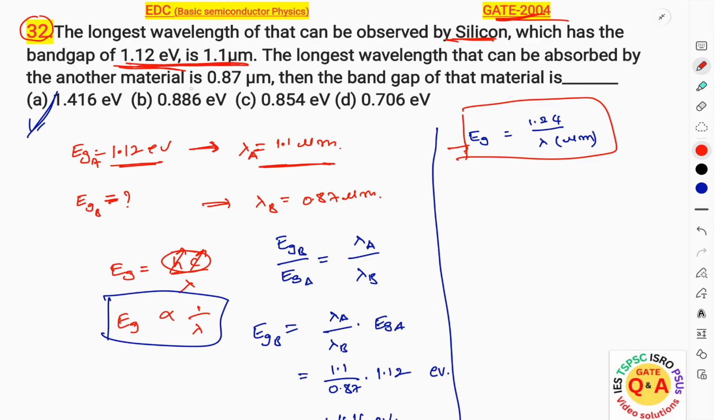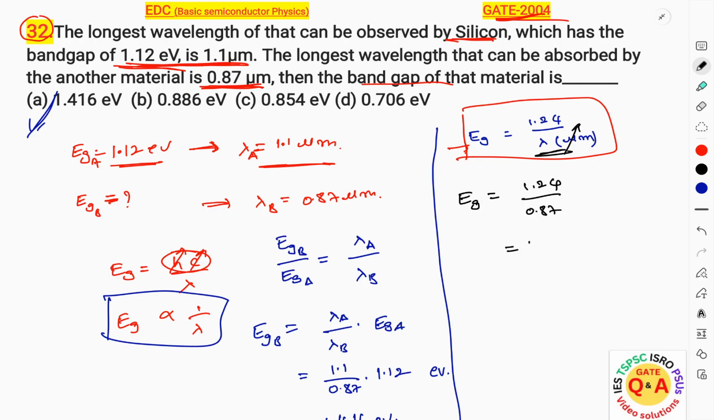He is asking for the energy band gap of the other material with 0.87 micrometer, so find the energy band gap for this lambda. Directly substitute: Eg is equal to 1.24 by 0.87 micrometer. It should be in micrometer. This is very important. No need to put 10 to the power minus 6 again; the calculation already accounts for that. Lambda should be in micrometer only.